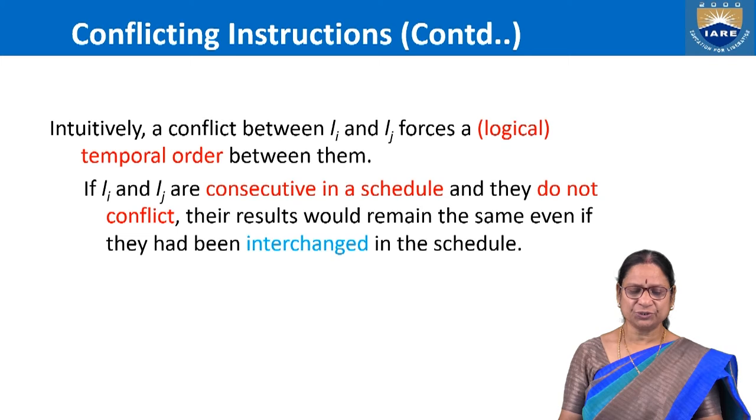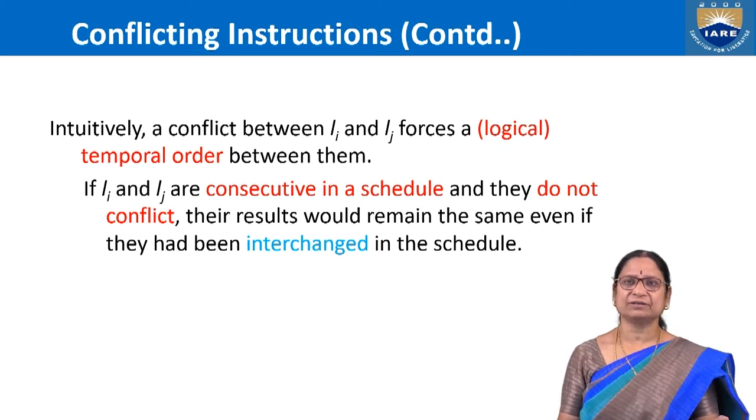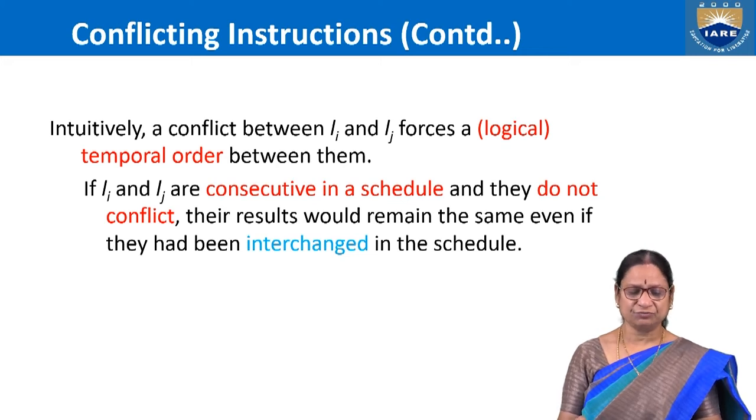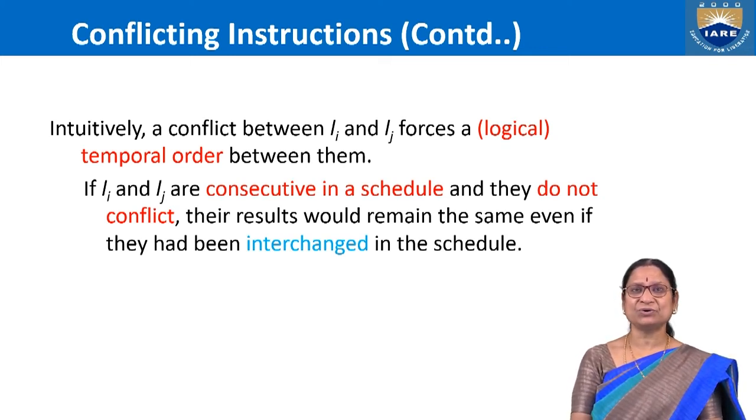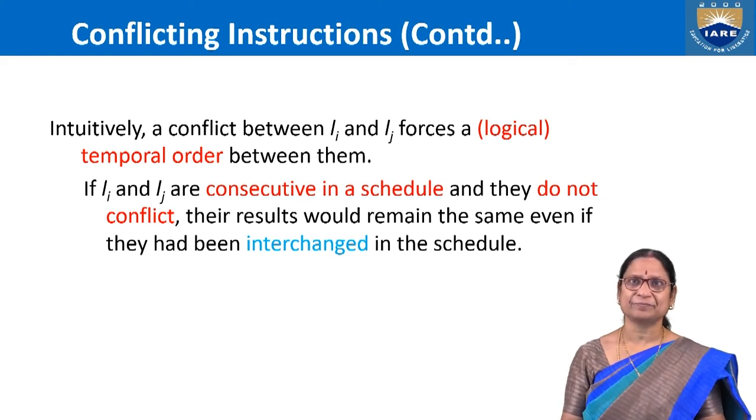If Li, Lj are consecutive in a schedule and they do not conflict, their results would remain the same even if they are interchanged. Even after interchanging in the schedule, their results remain the same. That is, Li before Lj can be interchanged to Lj, Li. The temporal order can be changed if both of them are non-conflict instructions. But conflict instructions, you cannot interchange. The order must be maintained by us.